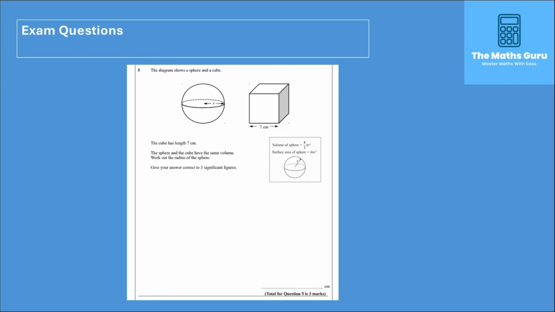Moving on, we have a diagram that shows a sphere and a cube. The cube has length 7 centimeters. The sphere and the cube have the same volume. Work out the radius of the sphere. So we can first work out the volume of the cube, which is going to be 7 times 7 times 7, which gives us 343 centimeters cubed.